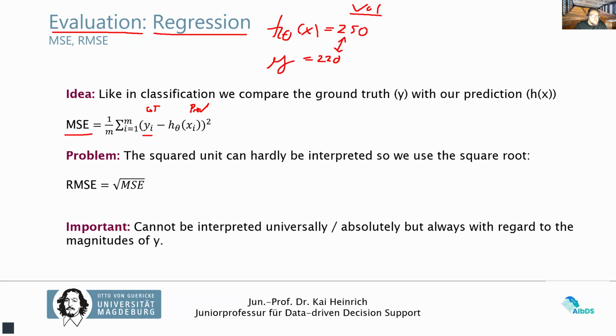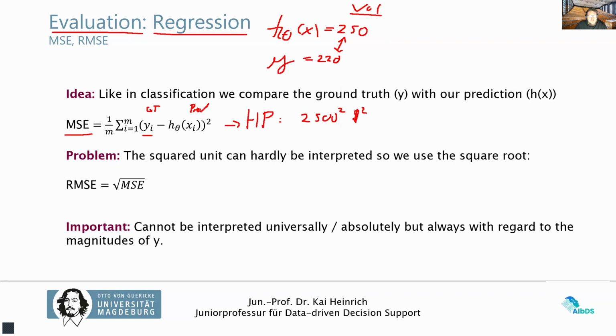And the problem obviously is that the squared unit cannot be interpreted. For example, if we predict the stock market price, or the housing price, right? If we predict housing prices, which was our first example, housing prices in Portland, Oregon, the selling price of a house here is, for example, 2,500 squared, right? And then dollar squared, right?